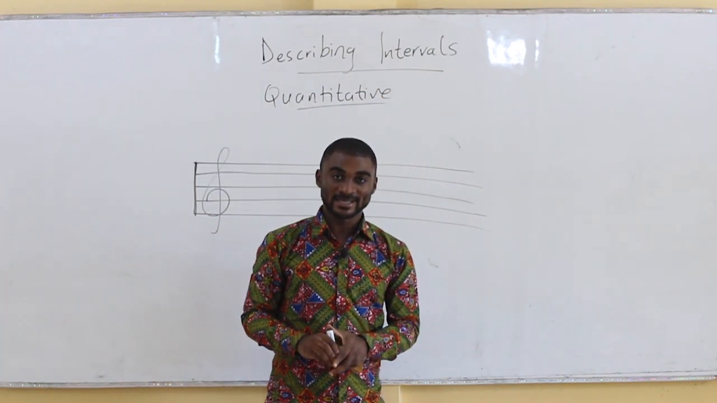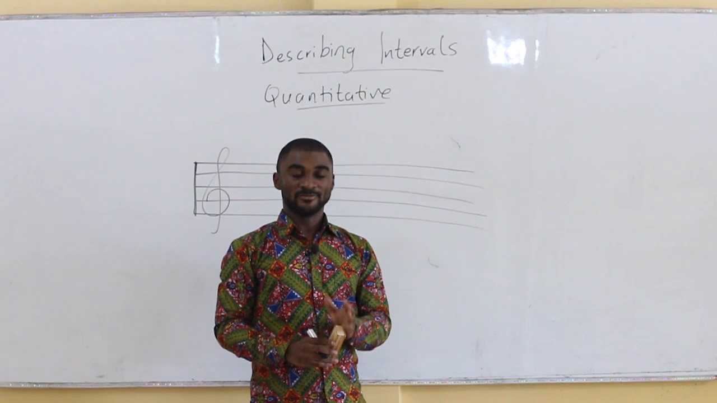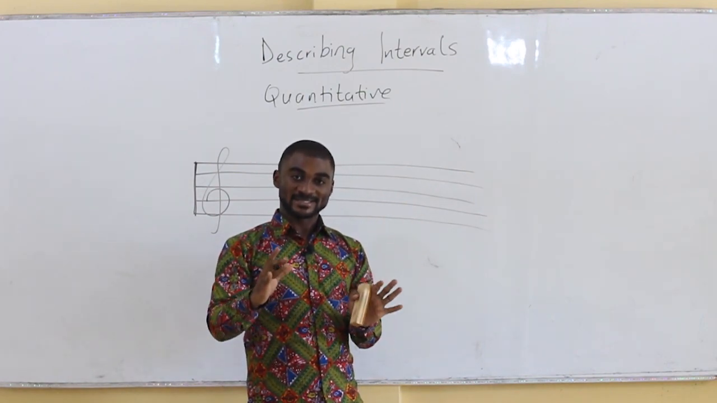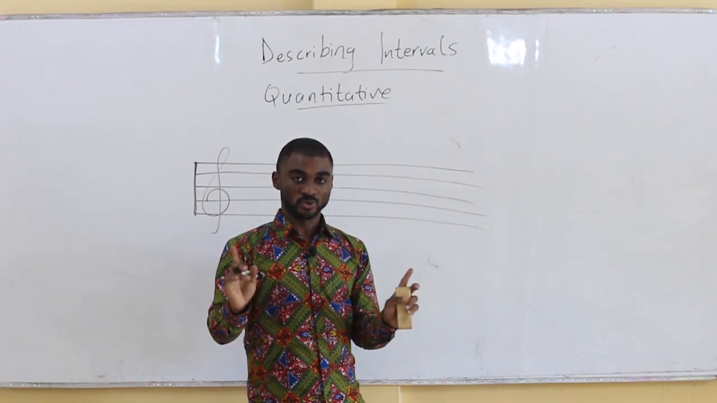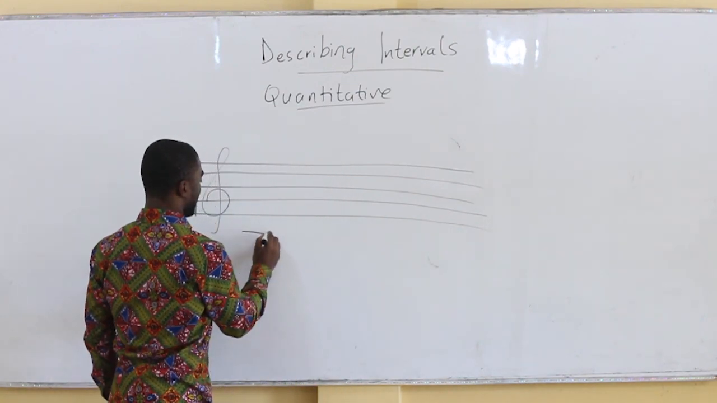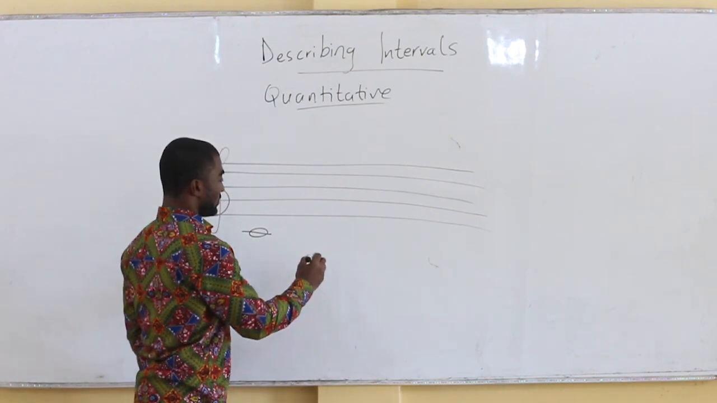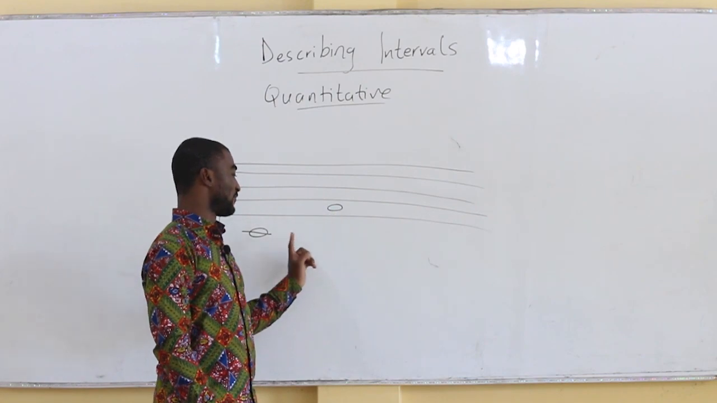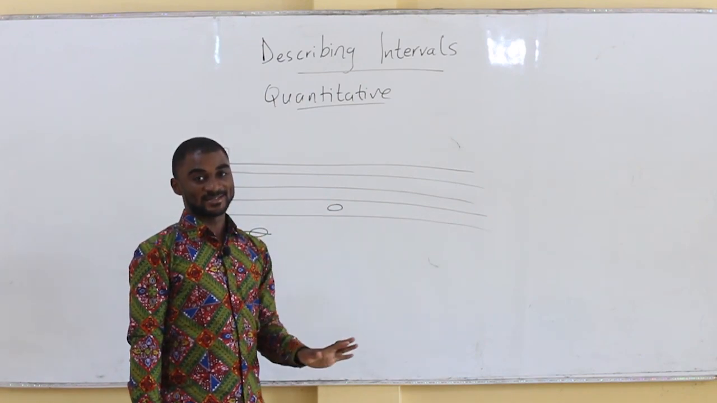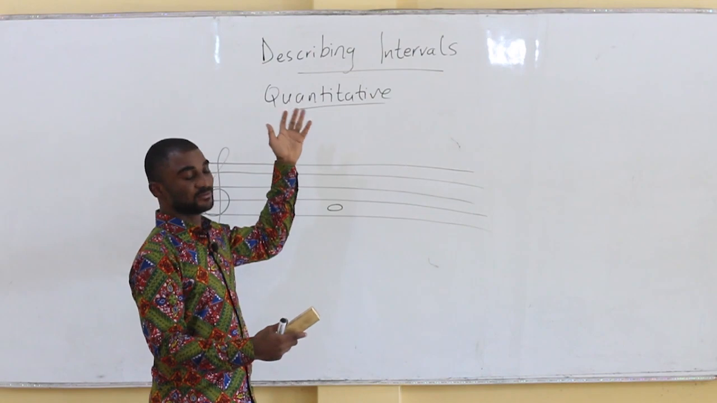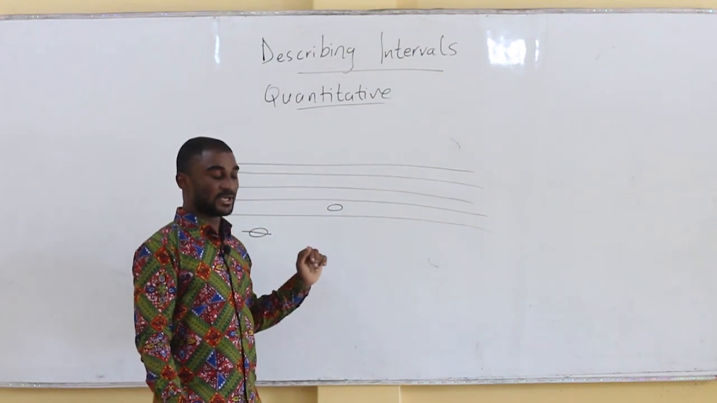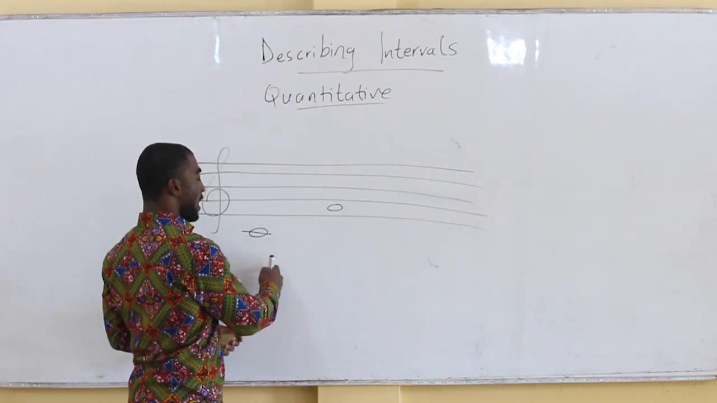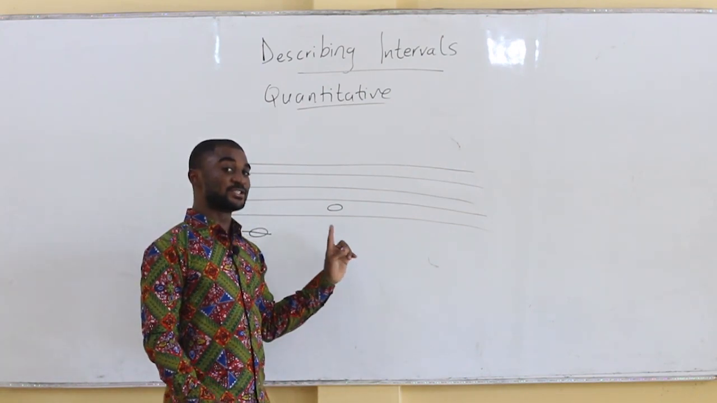Again, as I said, it's ordinal numbers. First, second, third. Because it's ordinal, it means you are describing the distance, tonal distance between two notes. So, if I start on the C, how far is F from C in tonal distance? That's what the description of intervals is all about, right? So first of all, we will be discussing the quantitative things. How far will I go from C to reach F?